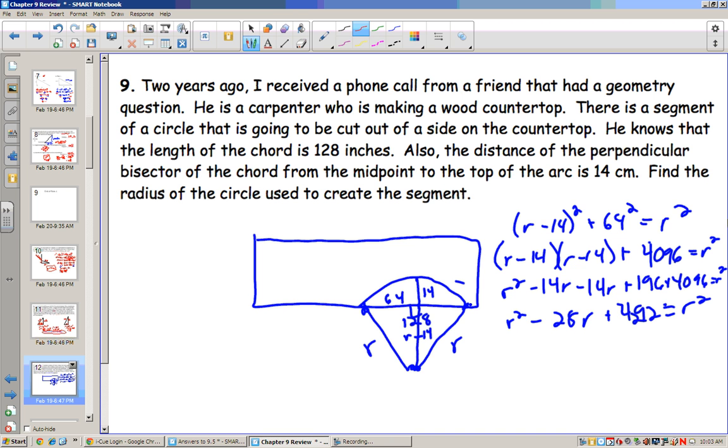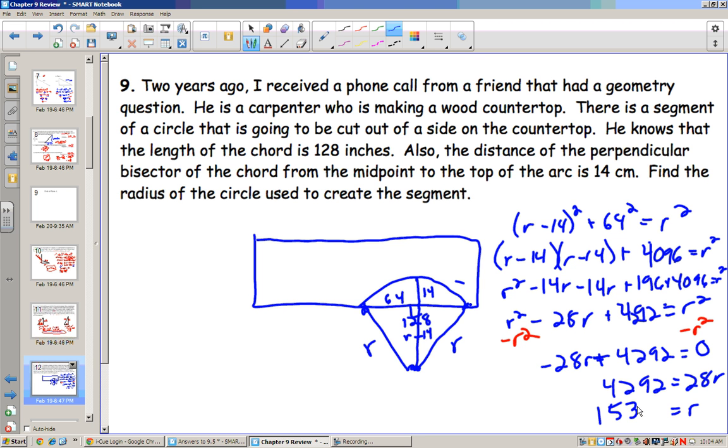So if we subtract r squared on both sides, we would have negative 28r plus 4,292 is equal to 0. So now I'd add 28r to both sides. So 4,292 is equal to 28r. Divide that by 28, and my radius is 153.285, so maybe 153 inches. All right, so now he has the radius and he can make that cut. And he still uses this formula to this day and often.